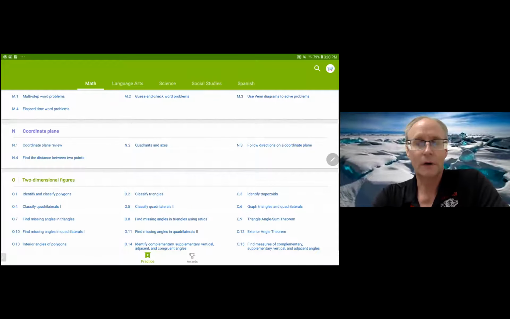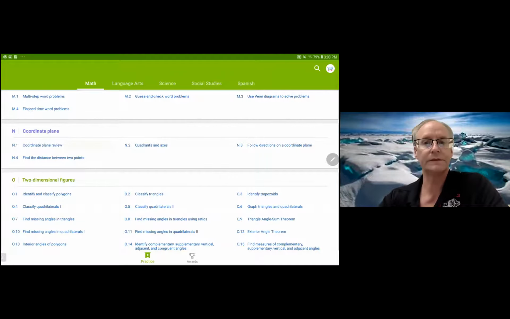I usually always do Algebra 1 IXL. That's normally the ones I'm doing. In this particular case, I'm going to go ahead and choose the 8th grade Algebra 1 IXL. This is N1, the coordinate plane review. And we're just going to graph some points in the coordinate plane.